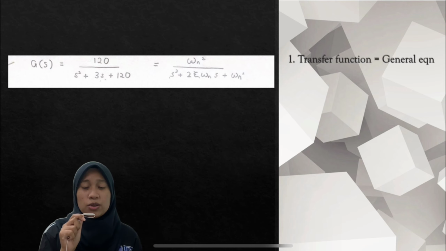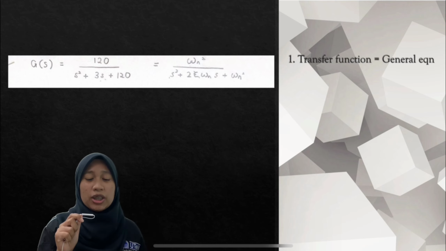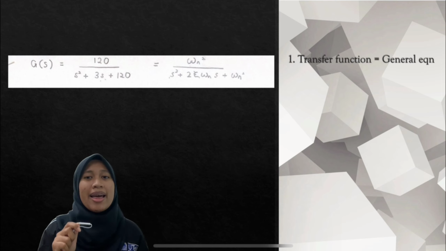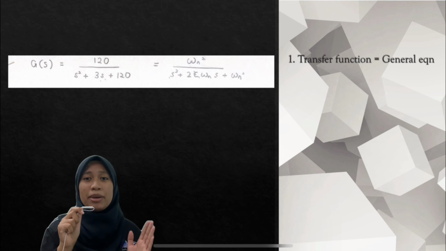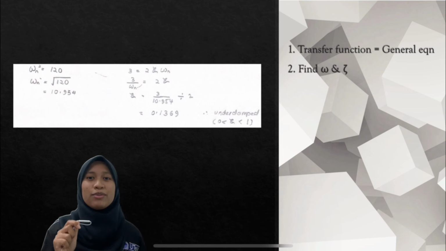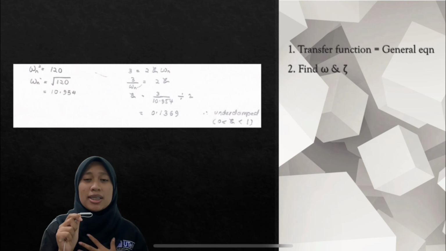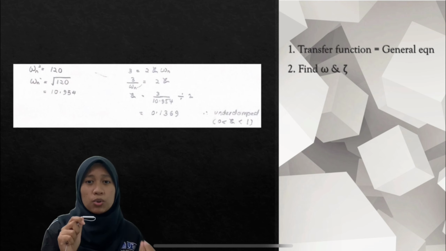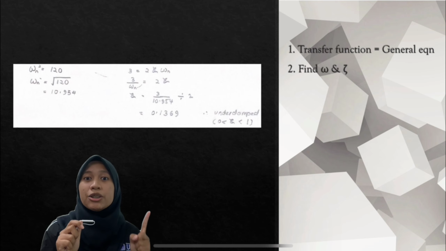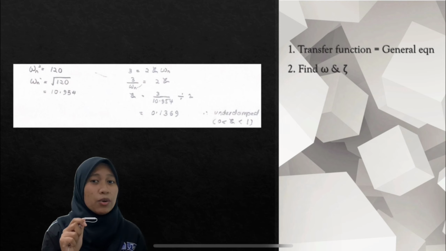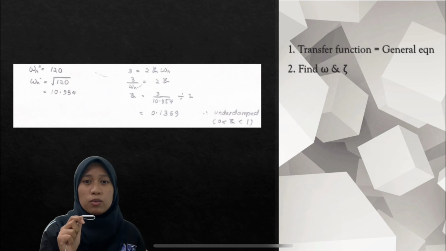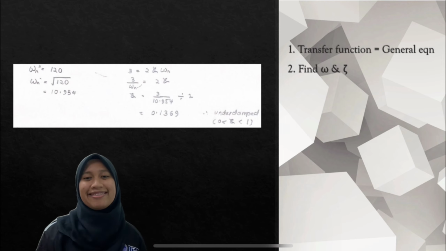We get the values by comparing our transfer function to the general equation. Then, we equate whichever applies to the function, and boom, we get the values. Not forgetting to mention, the value of our system's damping ratio shows that our system is underdamped because the value of our damping ratio is between 0 and 1.